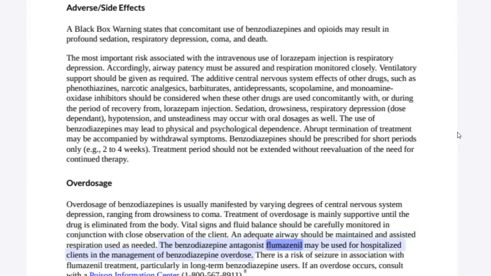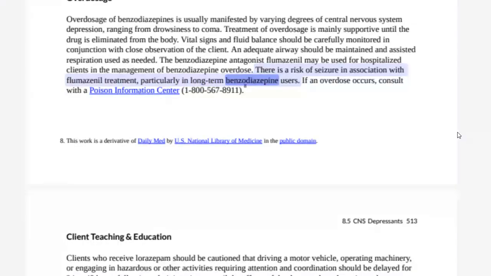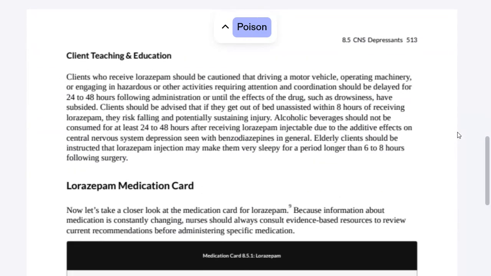The benzodiazepine antagonist flumazenil may be used for hospitalized clients in the management of benzodiazepine overdose. There is a risk of seizure in association with flumazenil treatment, particularly in long-term benzodiazepine users. If an overdose occurs, consult with a poison information center.